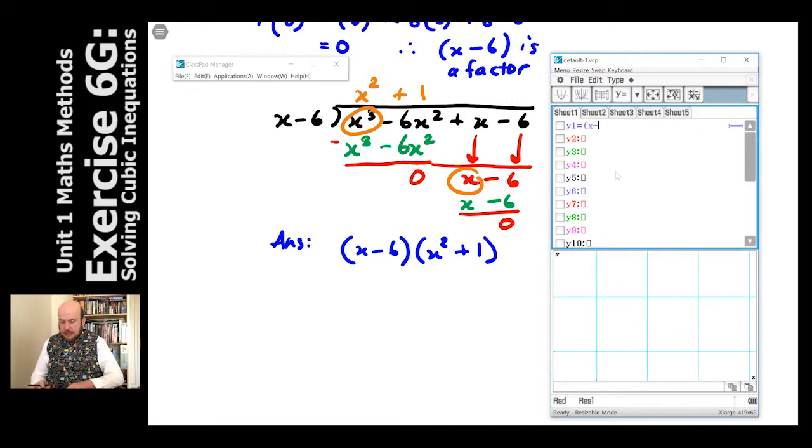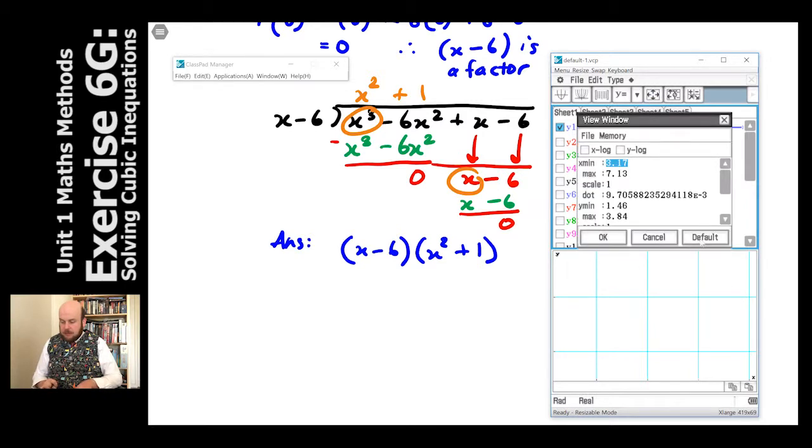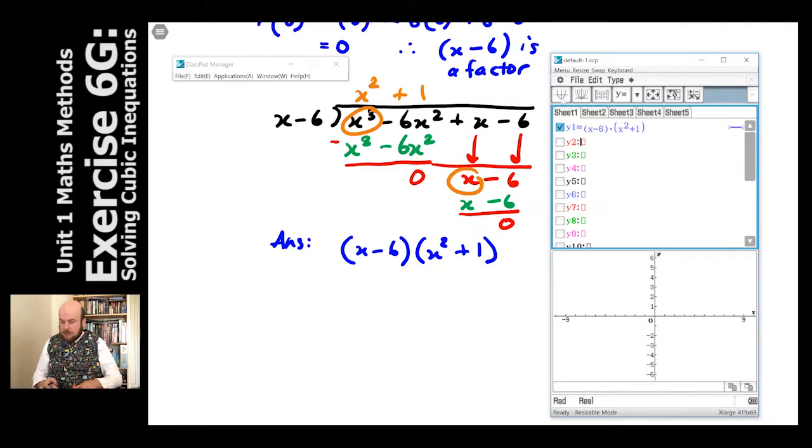Yes. X minus 6, x squared plus 1. And we'll set this to default. And we'll draw this graph. Now you can see here.